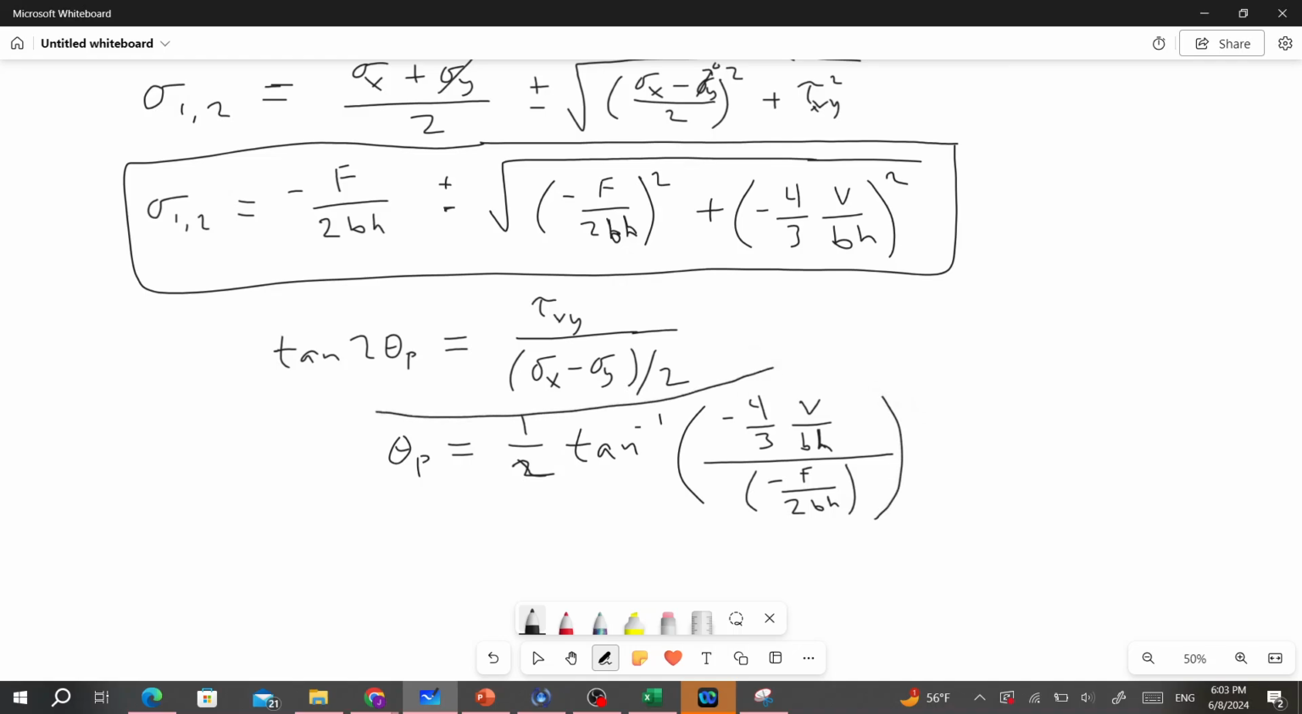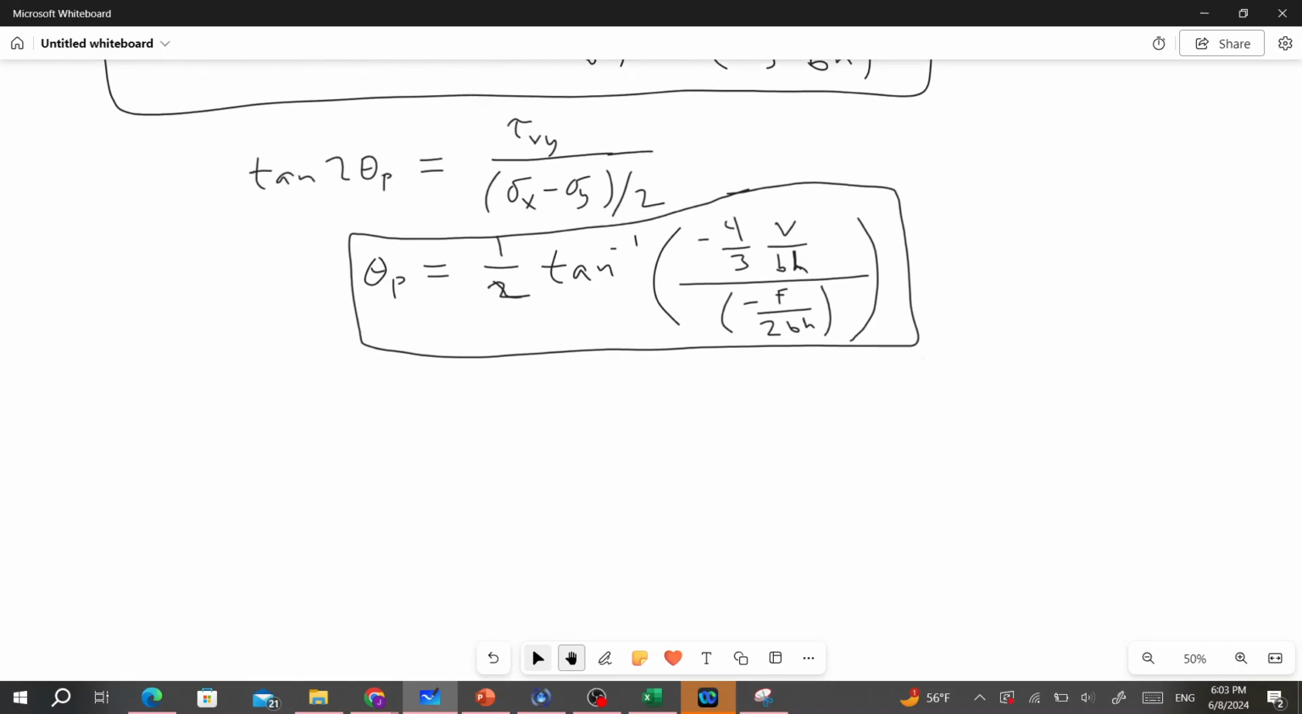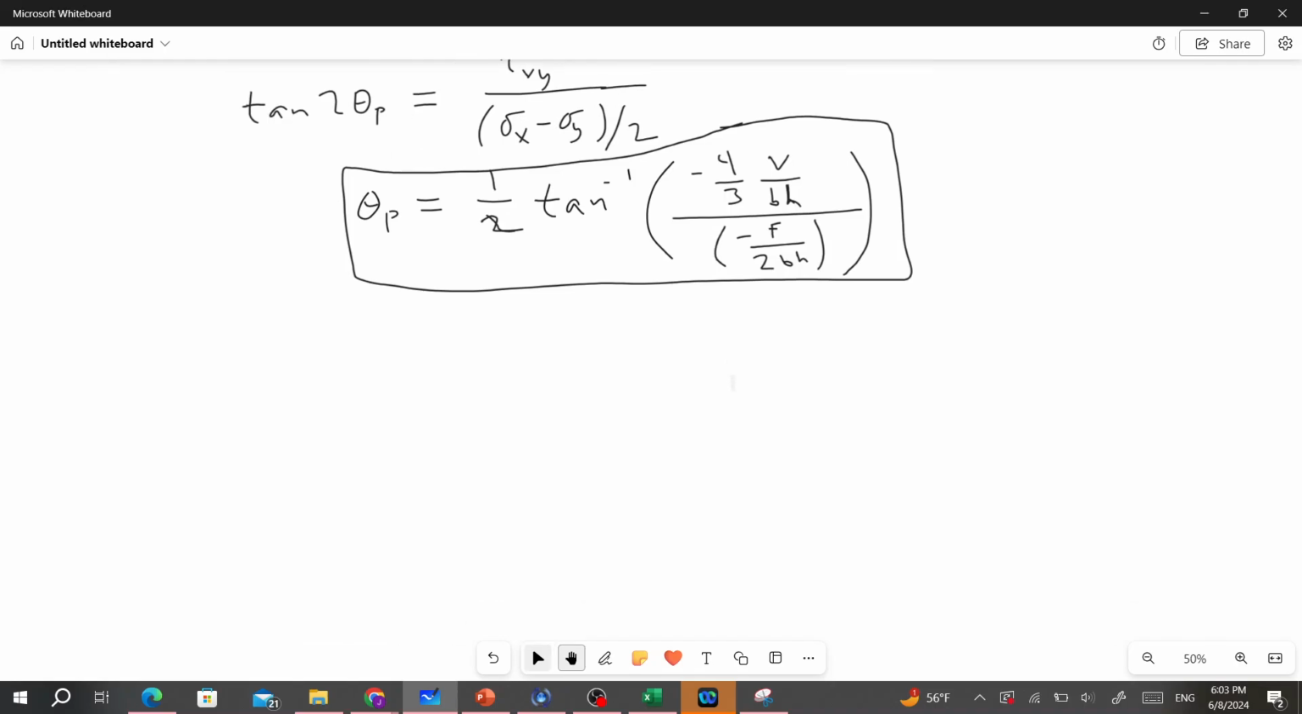And since it's an arctangent, that's going to give us 2 angles, right? So we're actually going to get 2 answers for the angle. One of those angles will correspond to the maximum principal stress, which is sigma 1, and one of those angles will correspond to the minimum principal stress, which is sigma 2. I want to make sure this is really clear, so let's actually plug some numbers into this.